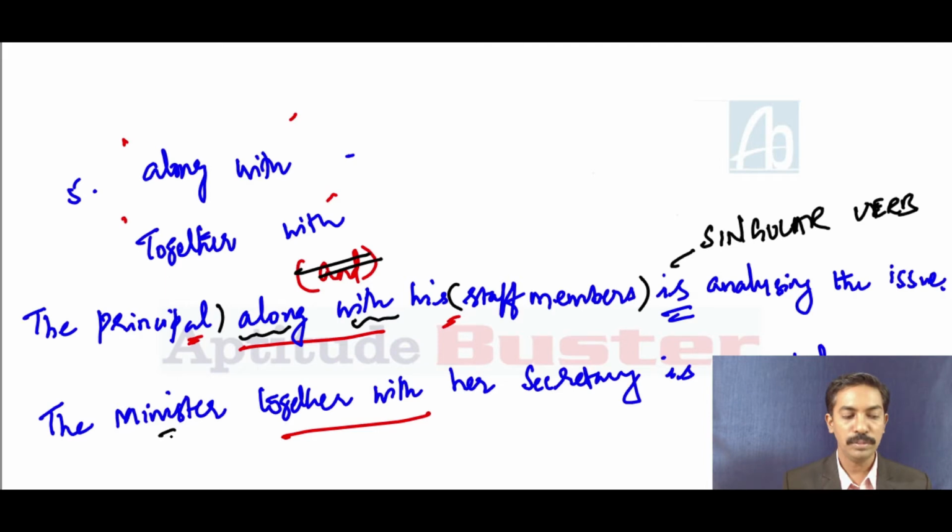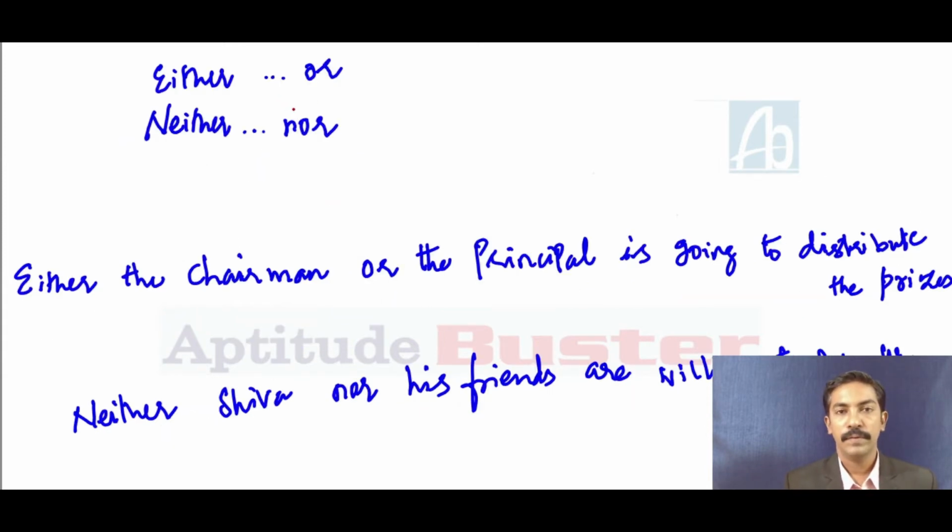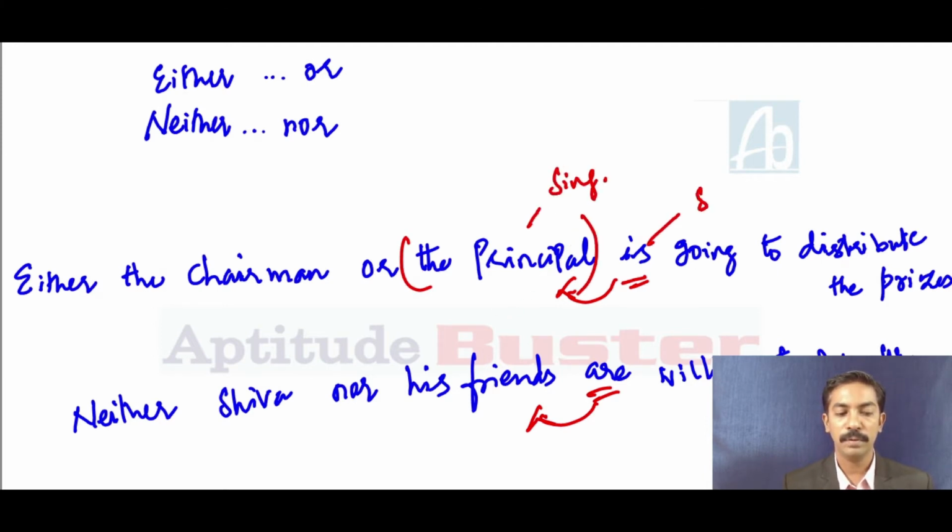When any two nouns get linked with the help of these phrases along with or together with instead of and, then the sentence will take a singular verb. Next, when it comes to either or, neither nor constructions, the verb will agree with its immediate subject. In other words, if the second noun is singular, verb will be singular. If the second noun is plural, verb will be plural.